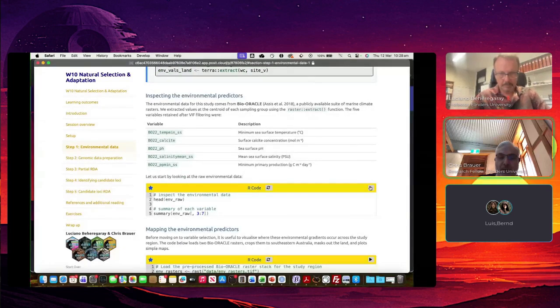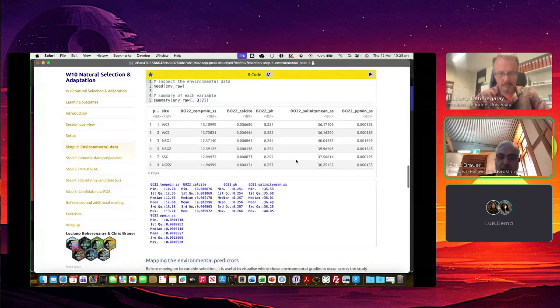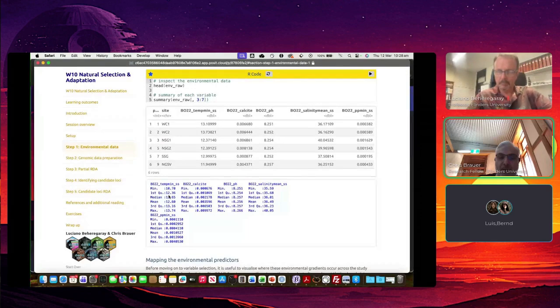So if we run the first code box there, we can just look at our data frame of environmental data, and then you get some summaries as well. So the variables we're looking at here are the minimum temperature, calcite concentration, pH, salinity, and primary productivity, the minimum averaged across annual primary productivity. And so that's the first look you'll get at your data.